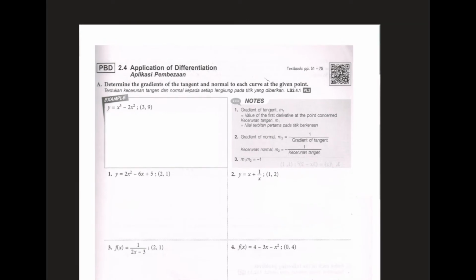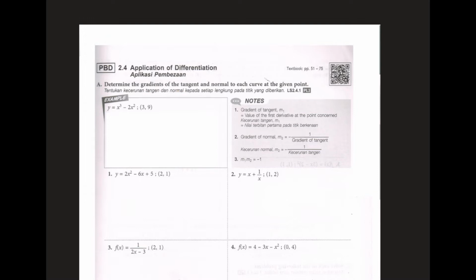2.4. Application of differentiations. So we learn so many formula to do differentiation, and at the end of the day, maybe you're wondering why we want to learn differentiation. Okay, so this is the reason. The first reason, we learn differentiation so that we can find out the gradient of the tangent and the gradient of normal.